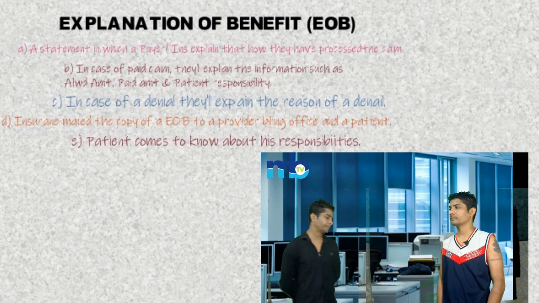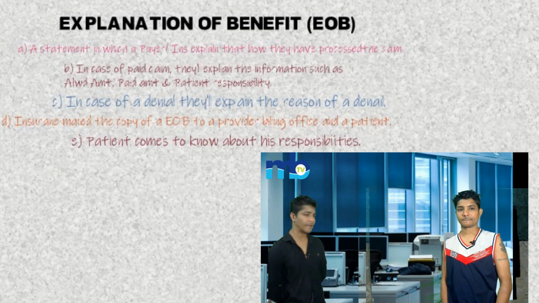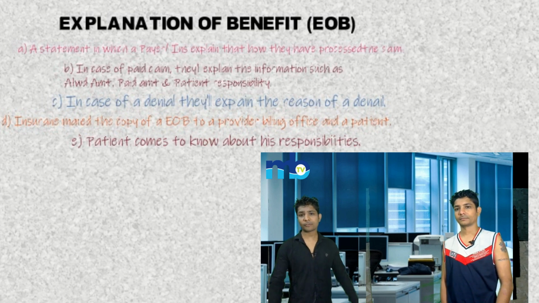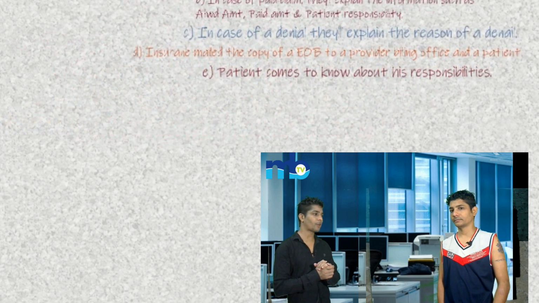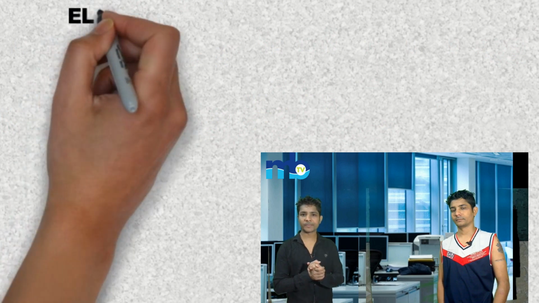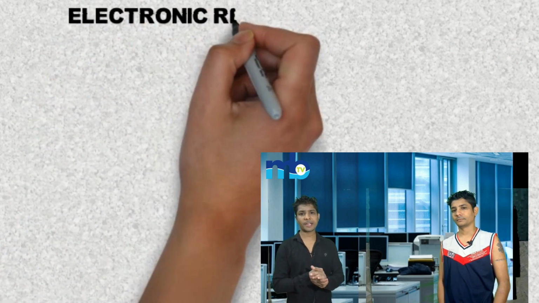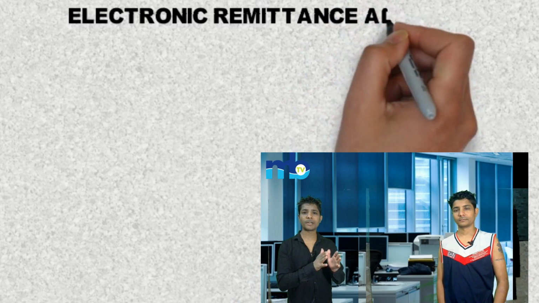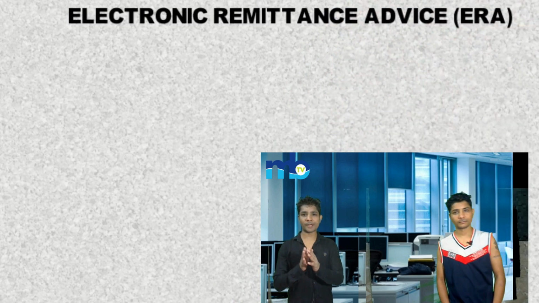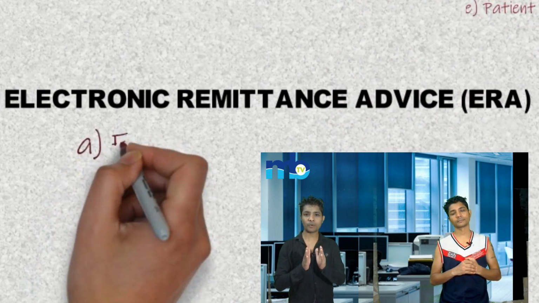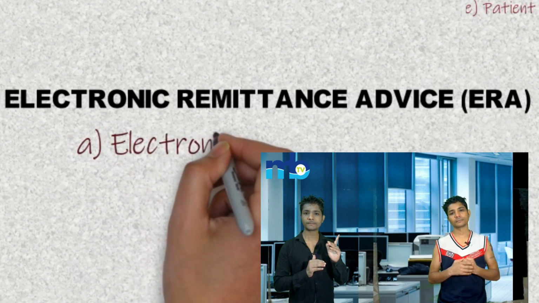So now, Rocky, we'll move to the next topic. The next topic is ERA. It is actually so easy. ERA is just an electronic remittance advice. It is an electronic version of EOB.